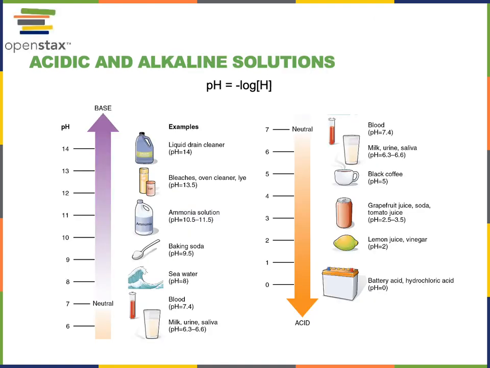The pH scale is a measurement of the concentration of hydrogen ions in a solution, or the acidity of a solution. The higher the concentration of hydrogen ions, the more acidic a solution, and the lower the pH of that solution. A solution that has a pH equal to 7 is considered neutral, whereas a pH greater than 7 is considered a basic or alkaline solution, and a pH lower than 7 is considered an acidic solution.